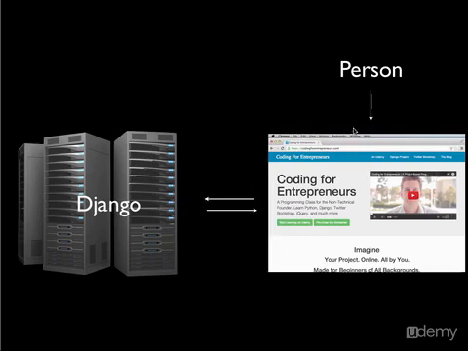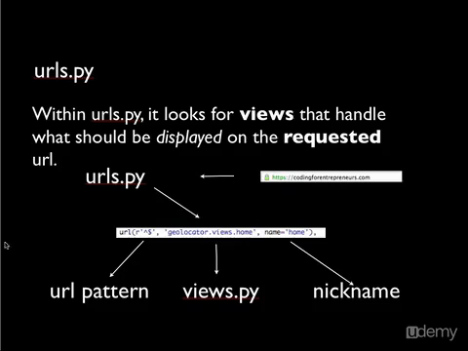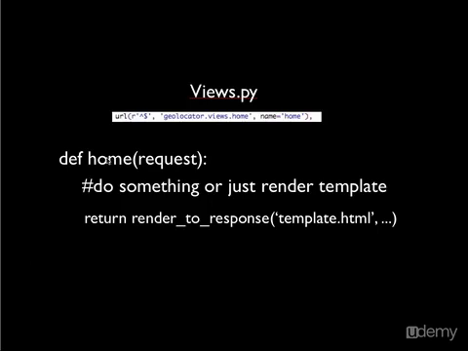One more recap. Person goes through, sends it to Django. Django sends it to urls.py. urls.py sends it to an associated view. That view has a function that you declare, and that function has to return some type of HTTP response. That's it.